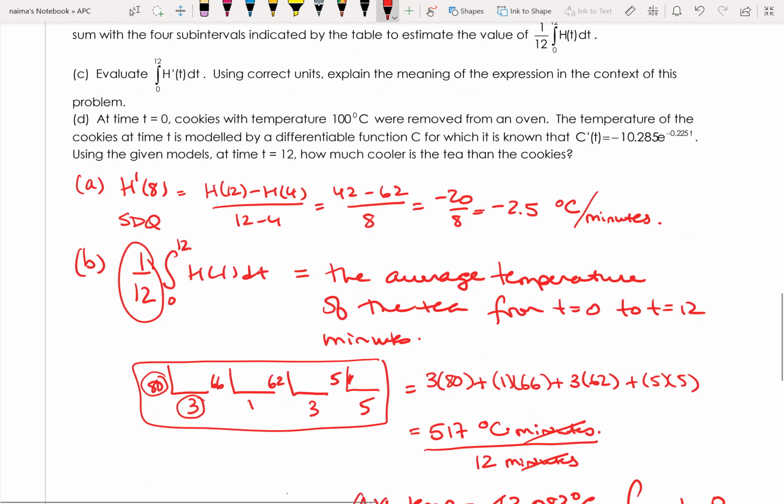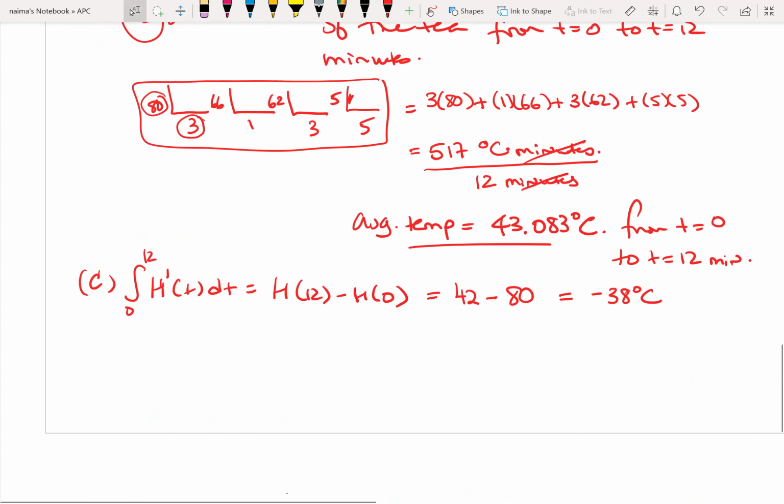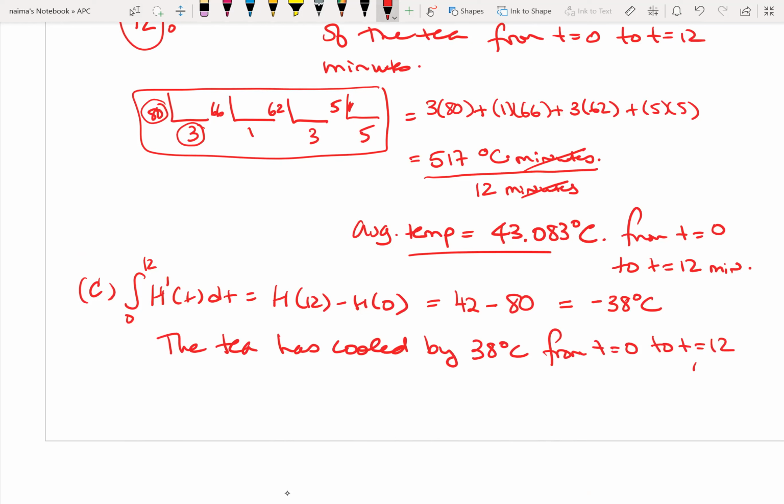It says, using correct units, explain the meaning of the expression in the context of this problem. This means that the tea has cooled by 38 degrees Celsius from t equals 0 to t equals 12 minutes. When it says explain your answer, it doesn't mean explain how you got the answer. It means explain what it means in the context of the actual question that you're dealing with.